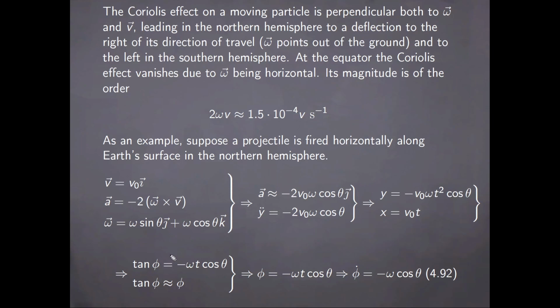And then if we are assuming that phi is a very small angle, we can once again carry out this approximation and obtain the formula here. So its time derivative is this one, and as you can see, phi varies uniformly in time, and the exact amount depends on the colatitude.